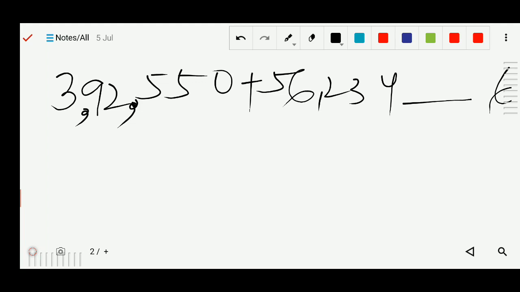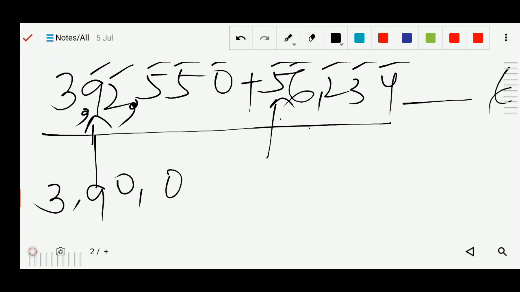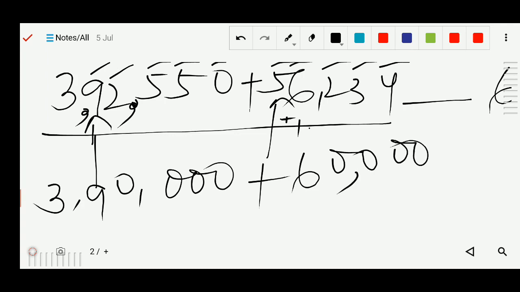So how will you round? We will take these two together. First we check which is the smallest number. Of course this is the smallest number. Now check how many place values: ones, tens, 100, 1000, 10,000. Same here, we will take ones, tens, 100, 1000 and 10,000. Put an arrow here. Round up this digit: 390,000 plus you round up this one, you will get 6 because here is the 6, so plus 1, you will get 60,000.